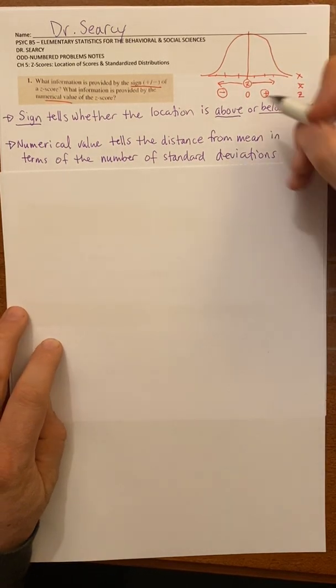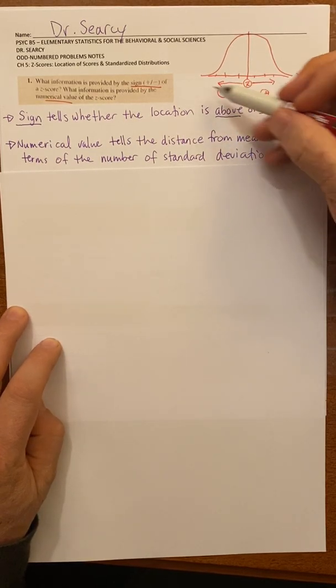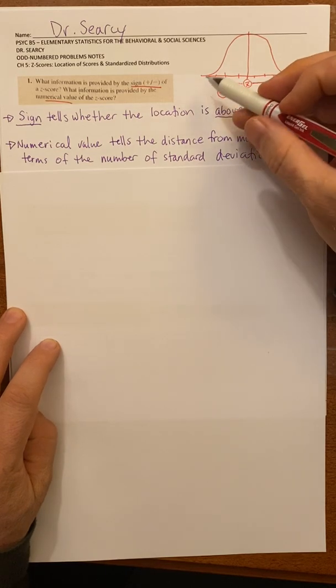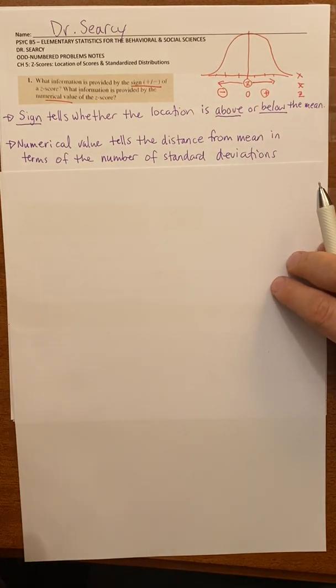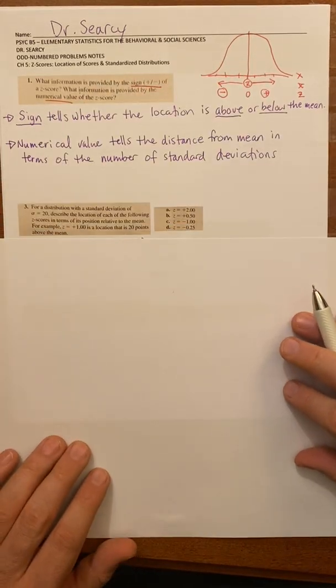Just also remember that when you go in this direction, the Z's are going to be still getting higher as you move out, right? So 1, 2, 3, there's just going to be -1, -2, -3. Okay, so let's go ahead and move on to question number 3.